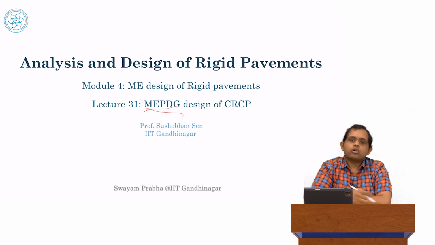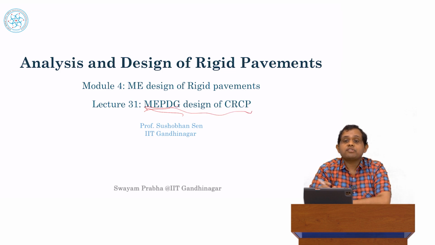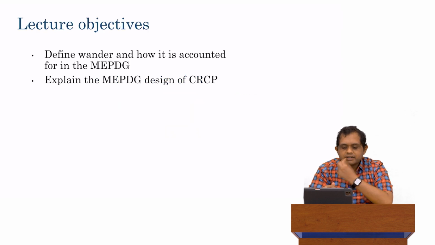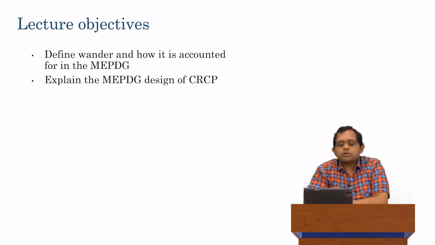So in today's lecture, I want to take you through how the AASHTO pavement ME procedure is used for the design of CRCP. So the lecture objectives are, I actually want to talk about one factor which I did not talk about in the previous one, but it is important to know. I wanted to describe something called wander. It plays a role both for CRCP as well as for JPCP, so it is appropriate in today's lecture. I wanted to formally define a term called wander and how it is accounted for in MEPDG.